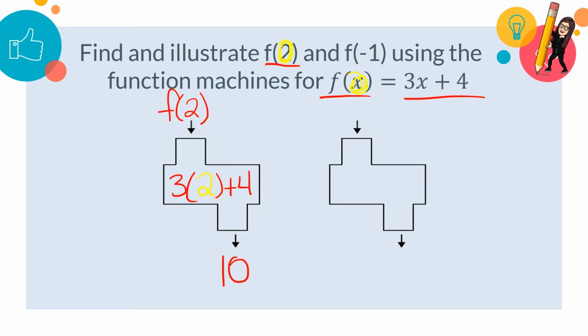Let's try again. This time, we're going to calculate f of -1. That means in my rule, instead of x, I'm plugging in a -1. 3 times -1 plus 4. -3 plus 4 is 1.